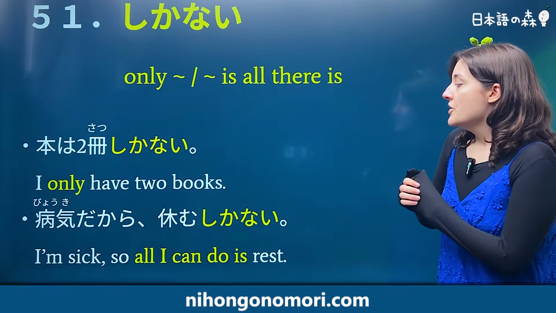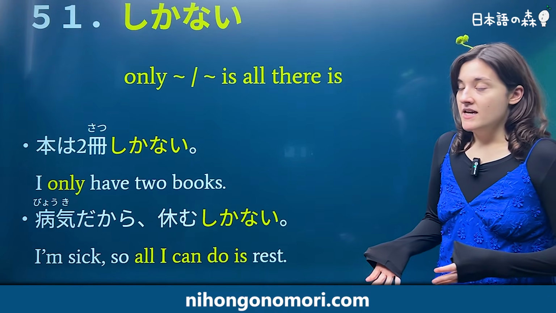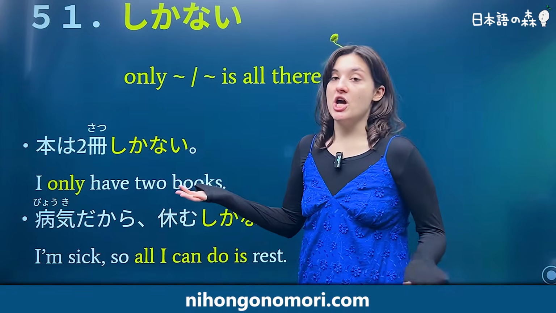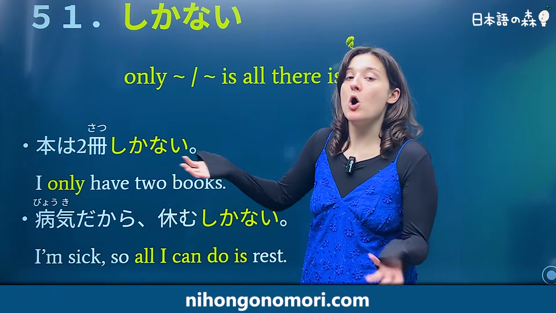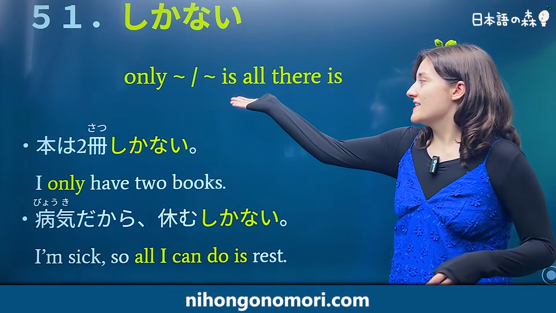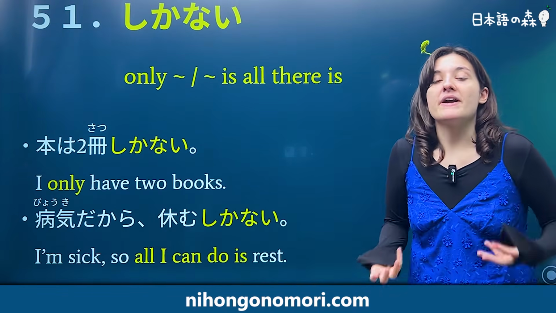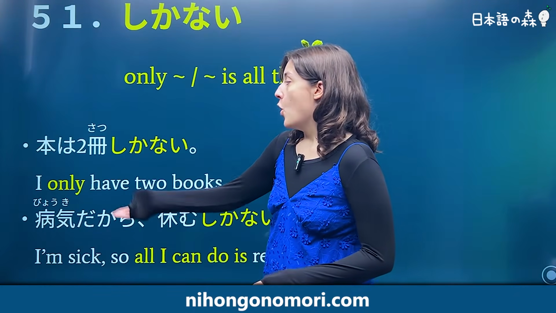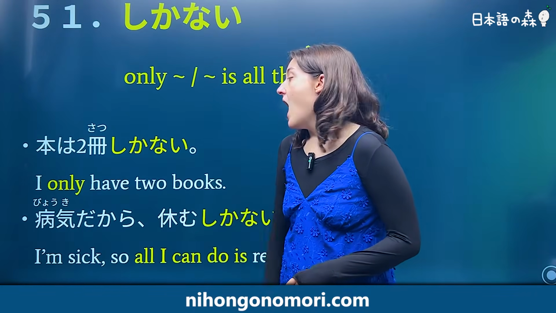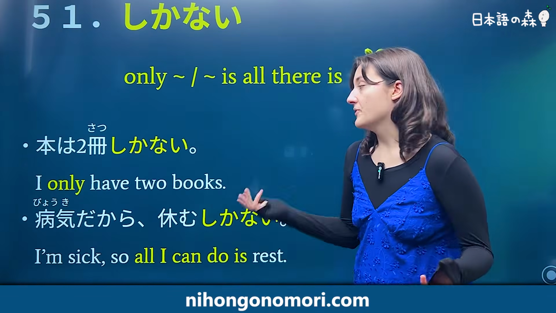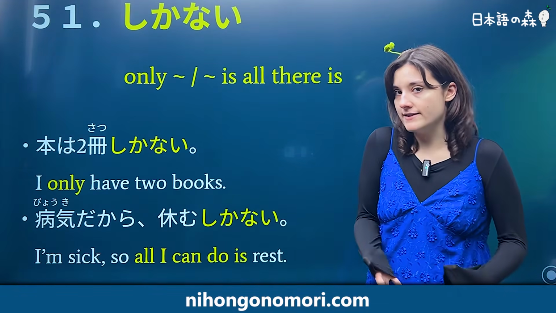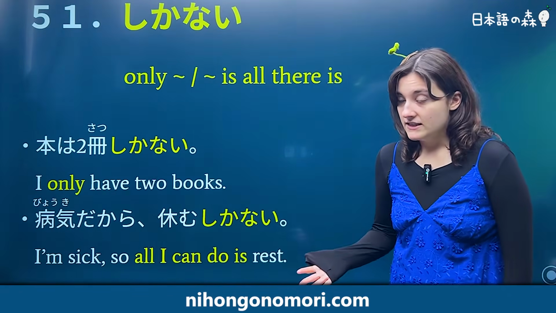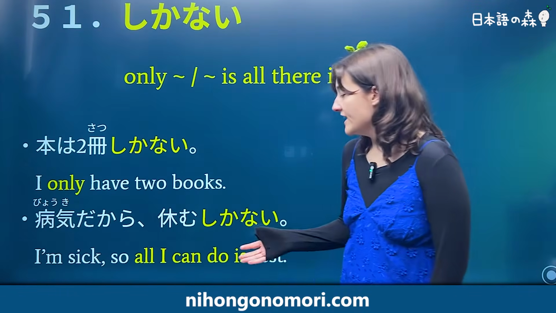Shikanai. So this is a way of expressing you only have something. Like you have a small amount of something. You think of it as a small amount. Or you can say something is all there is to do. There's no other option. So here we have 本は2冊しかない. I only have 2 books. So from the speaker's perspective, 2 books is not a lot. It's few. 病気だから休むしかない. So because I'm sick, all I can do is rest.